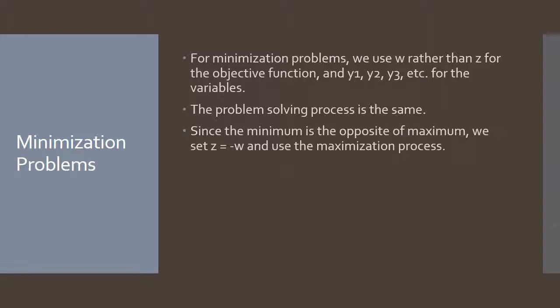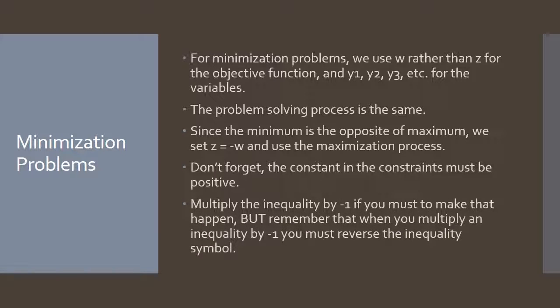Now think about it this way. The minimum value is the opposite of the maximum value. So what we're going to do is set Z equal to negative W, and then use the maximization process, and we'll look at how this works. Now don't forget that the constant in the constraints must be positive. So if you need to multiply the inequality by -1 to make that happen, remember that whenever you multiply both sides of an inequality by -1, you must reverse the inequality symbol.